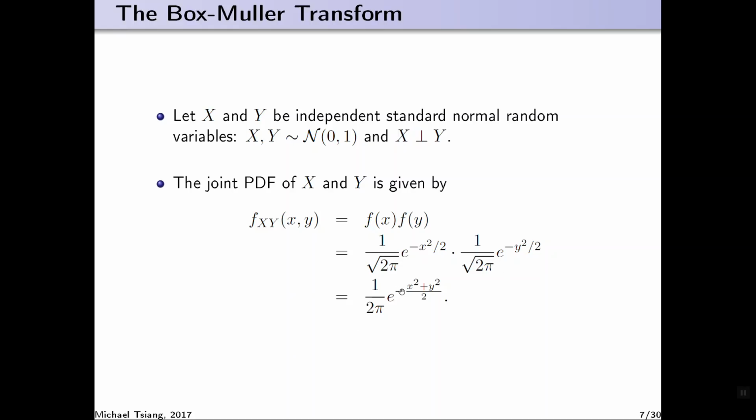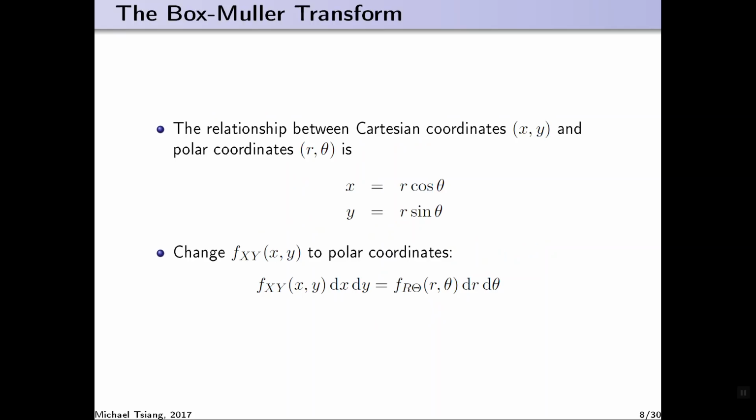Okay, and when we multiply these things together, we get 1 over 2 pi e to the negative x squared plus y squared over 2. So this is the joint PDF of x and y, which are both independent random variables. All right, and so what we are going to do is a change of variables, okay?